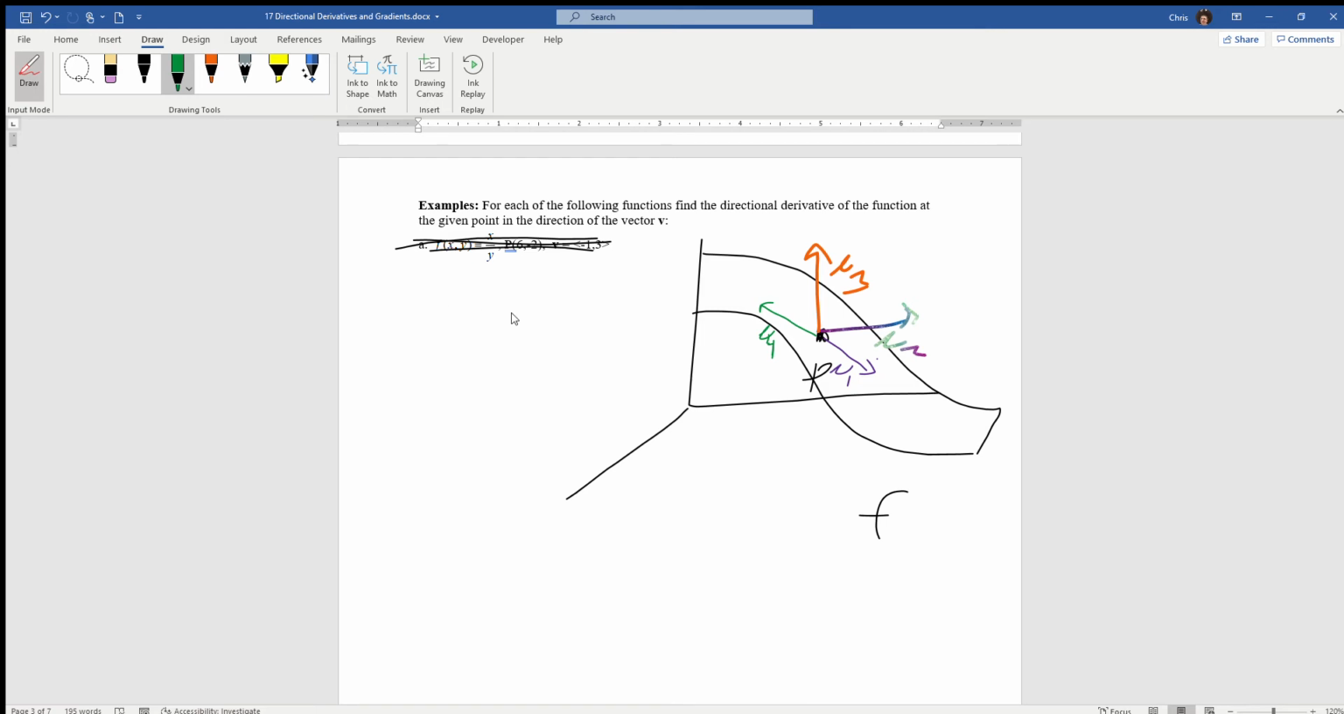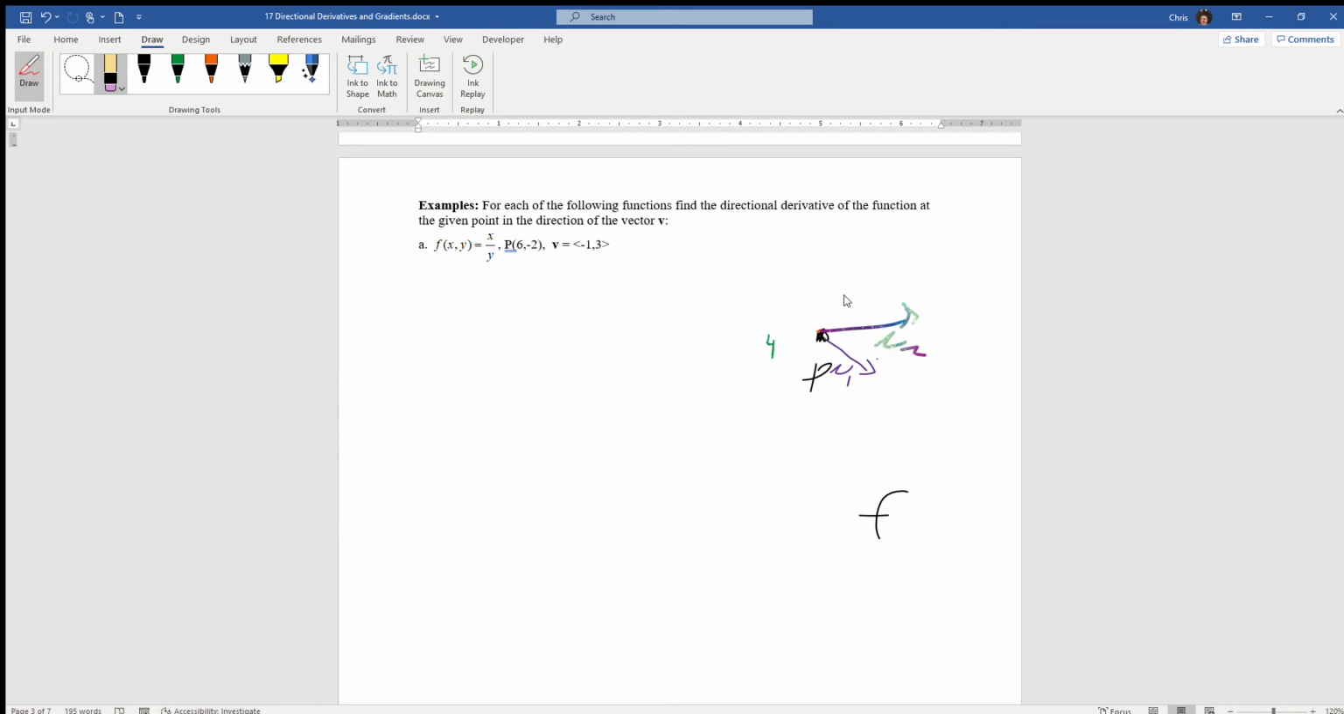Remember, we had a formula earlier where all we're going to do is find a unit vector, and then multiply that by each of the derivatives with respect to x and y at the given point. It's actually not going to be too bad to do this. So let's take a look at a couple examples as to how to implement this. We have our first one, which is going to be the function f(x,y) equals x over y at the point (6, -2), and the vector v is (-1, 3).